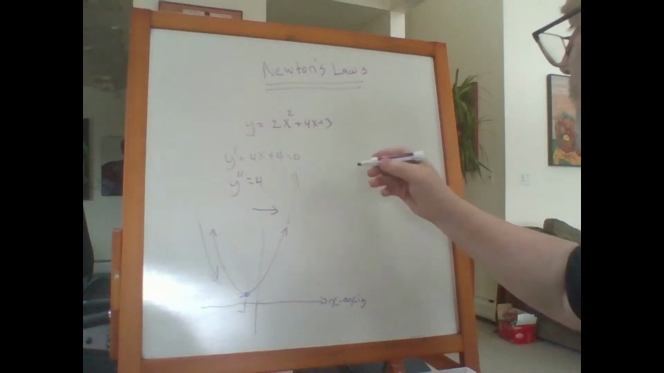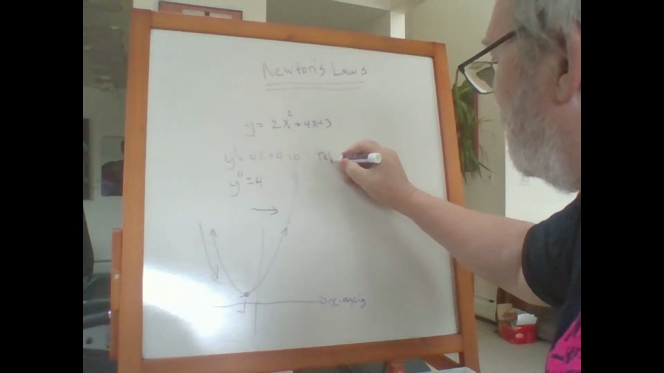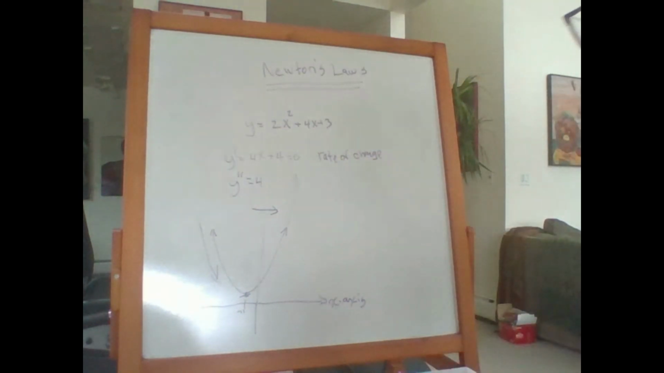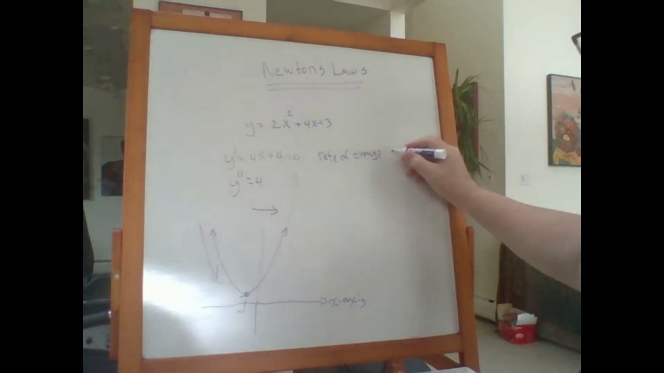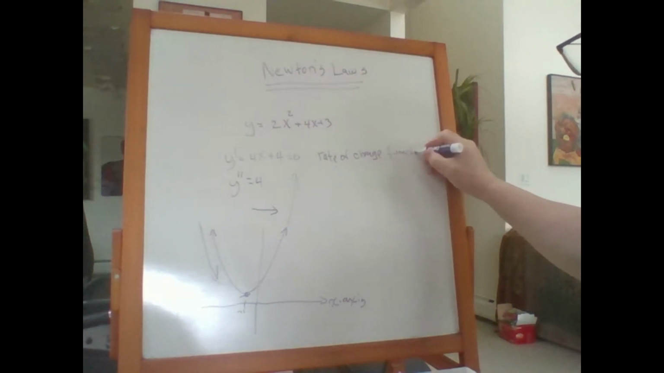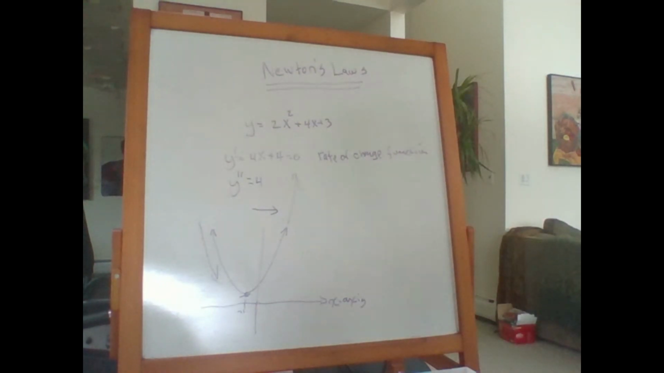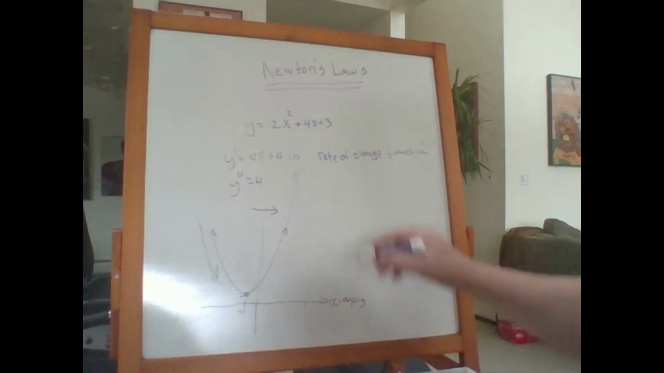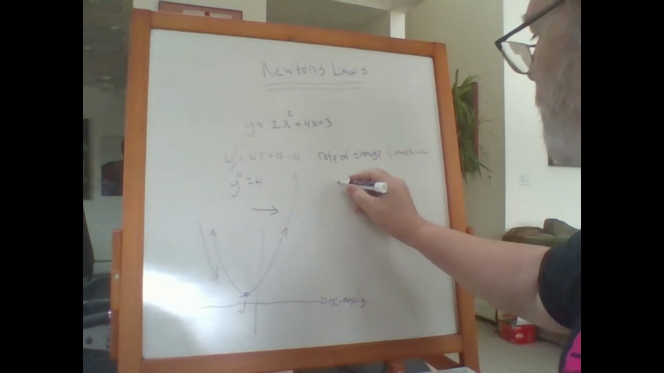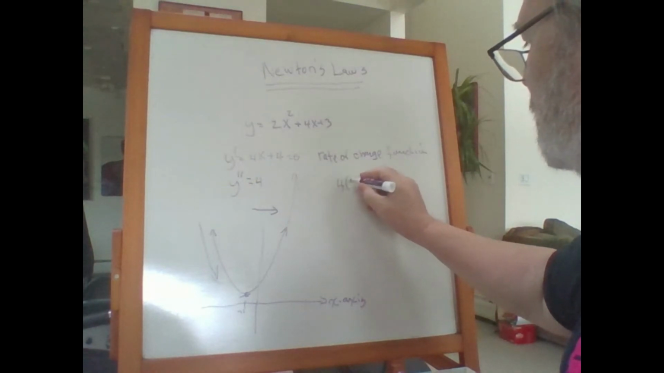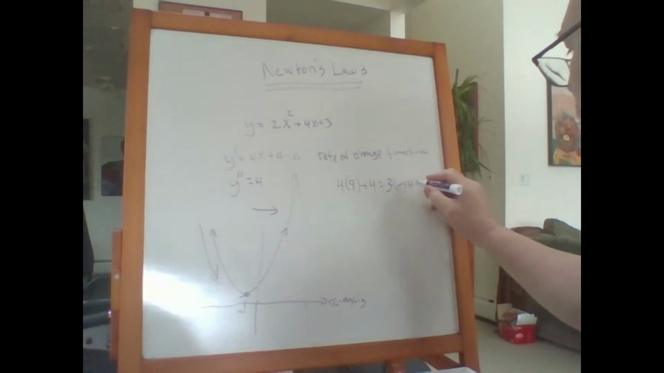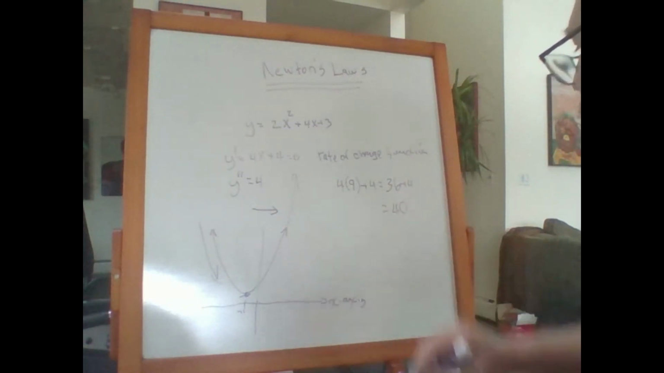So this is the velocity or the rate of change of the function. That's a general rate of change, but we can find the rate of change, let's say, at x = 9. At x = 9, the rate of change would be 4 times 9 plus 4, which is 36 plus 4, which is a slope of 40.